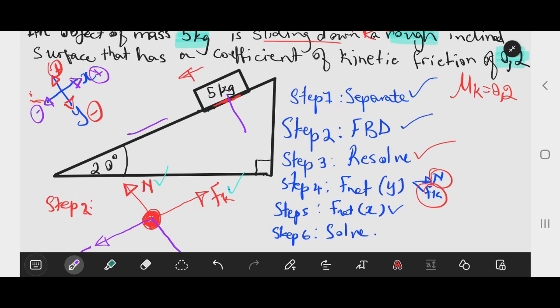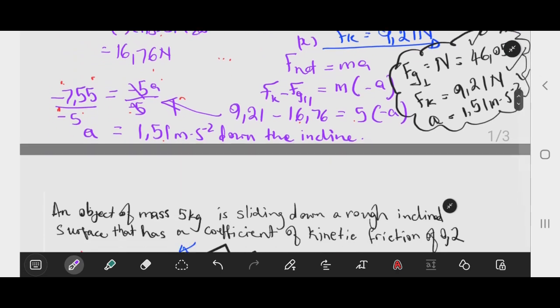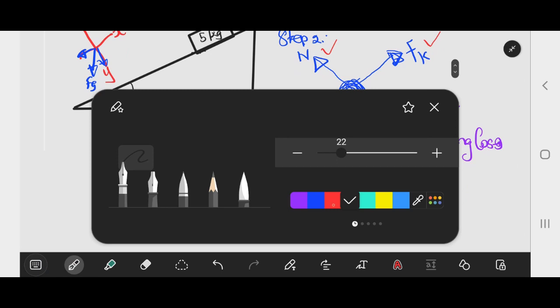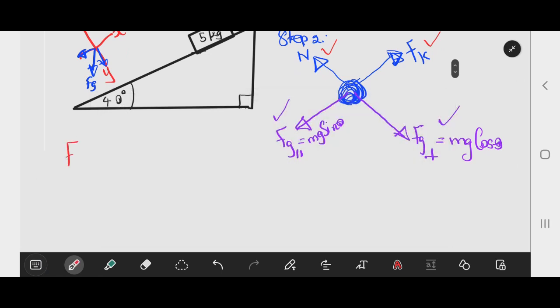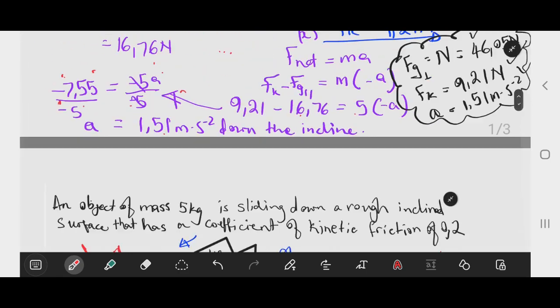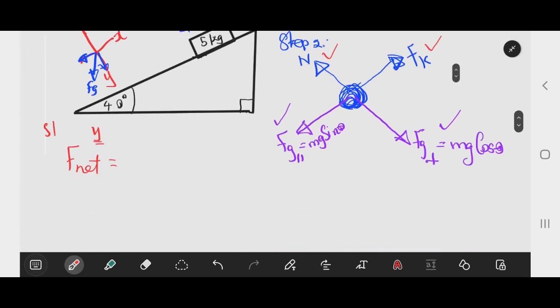Now let us continue to step number 4, finding the F net in the y-axis so that we can find the normal force and the frictional force. So for step 4, F net in the y-axis, F net is equal to ma. And how many forces are in the y direction? We have 2 forces.